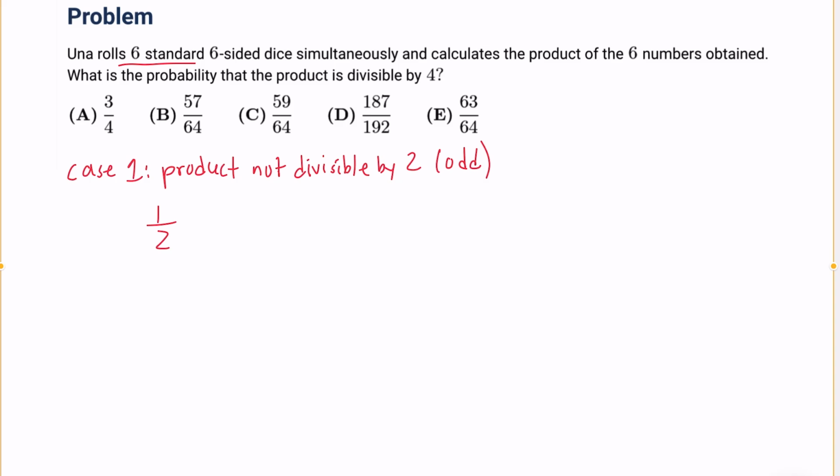And then because she rolls 6 standard dice, we have to raise this to the 6th power, or you just multiply 1/2 six times. So this gives us 1/64.